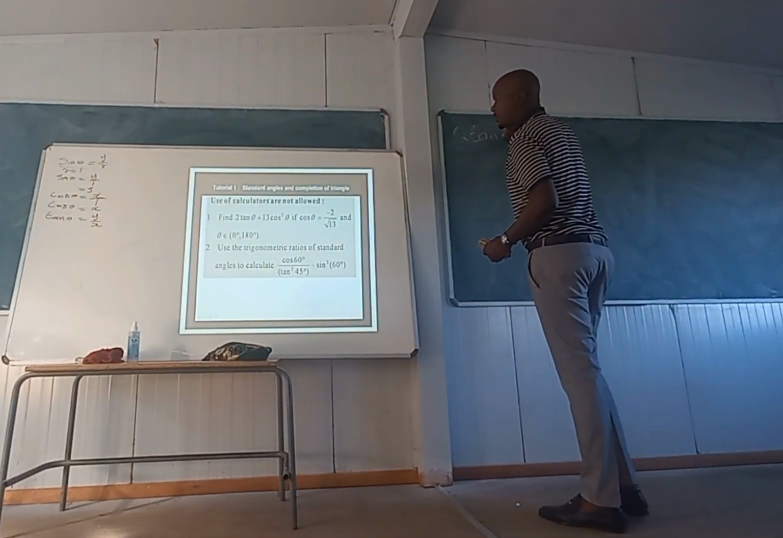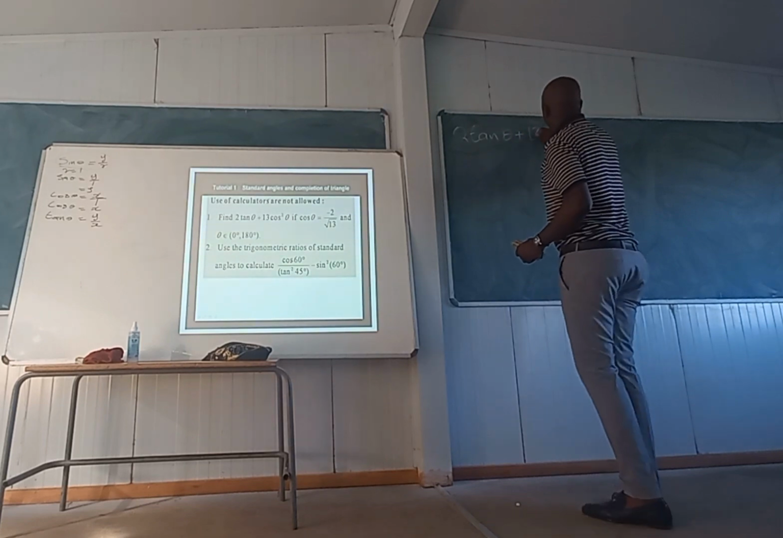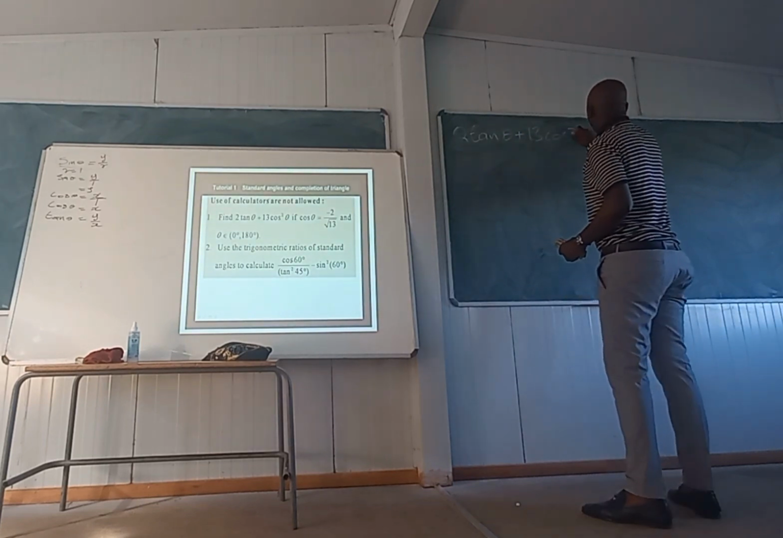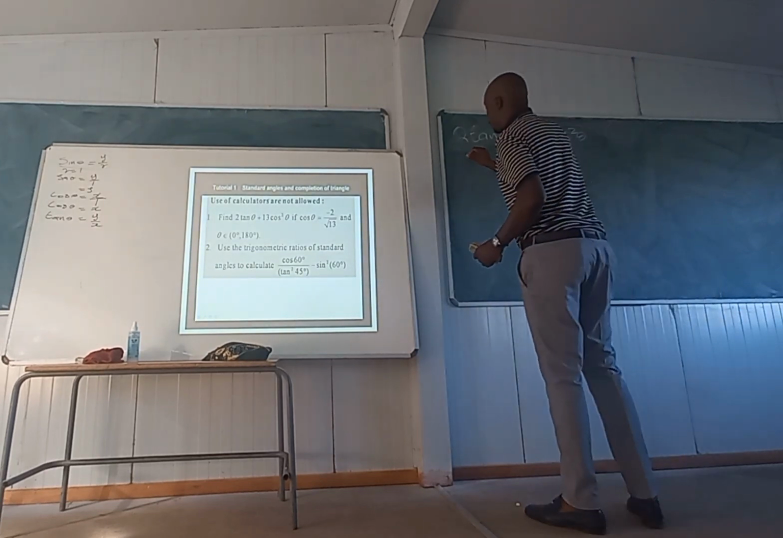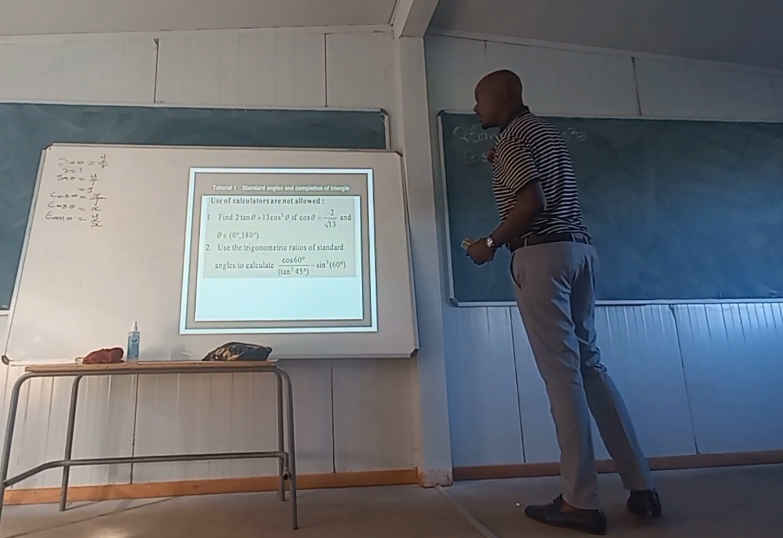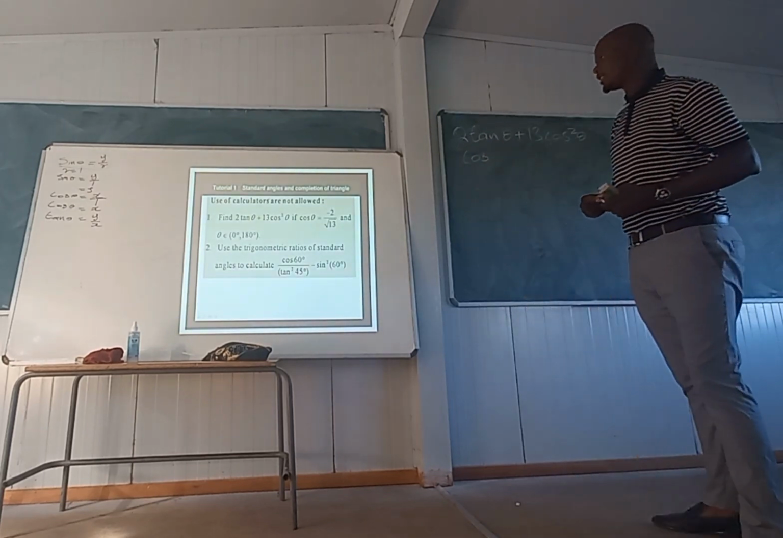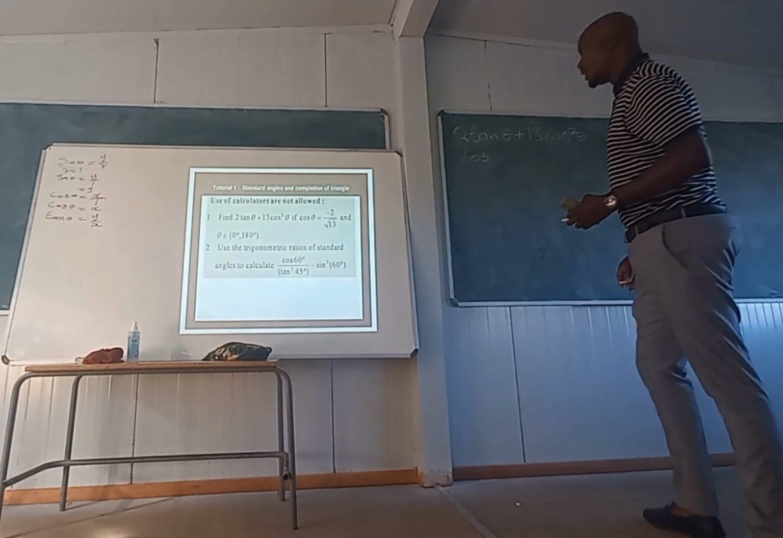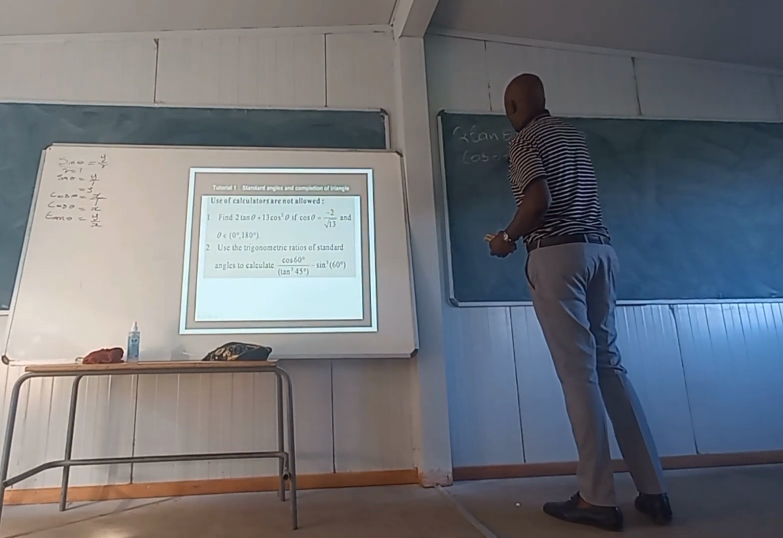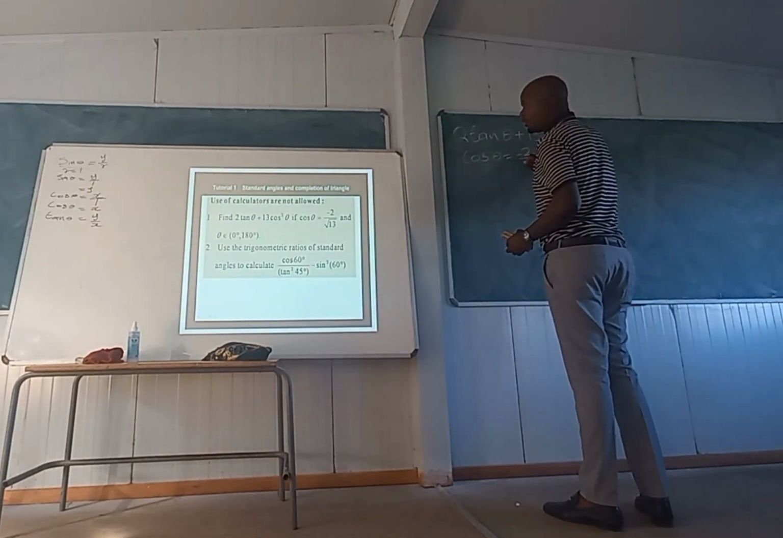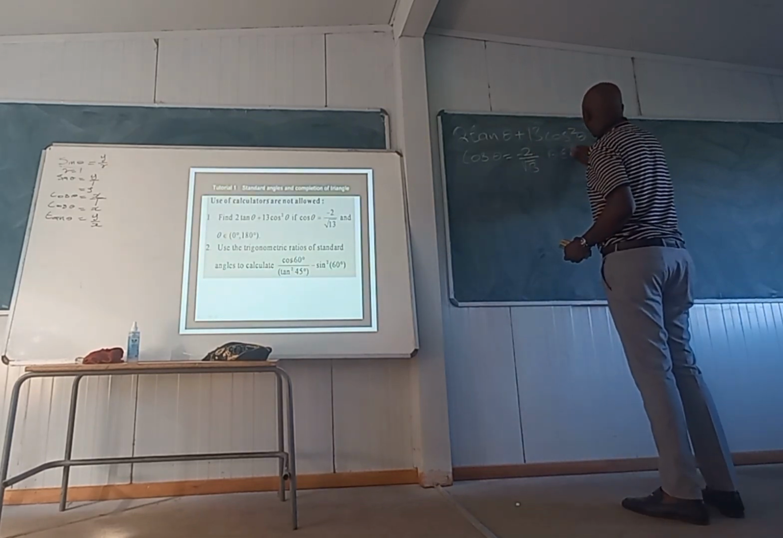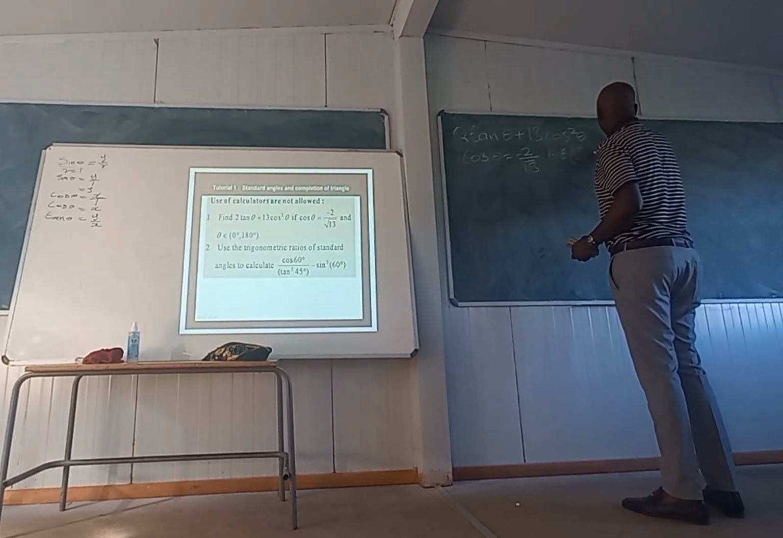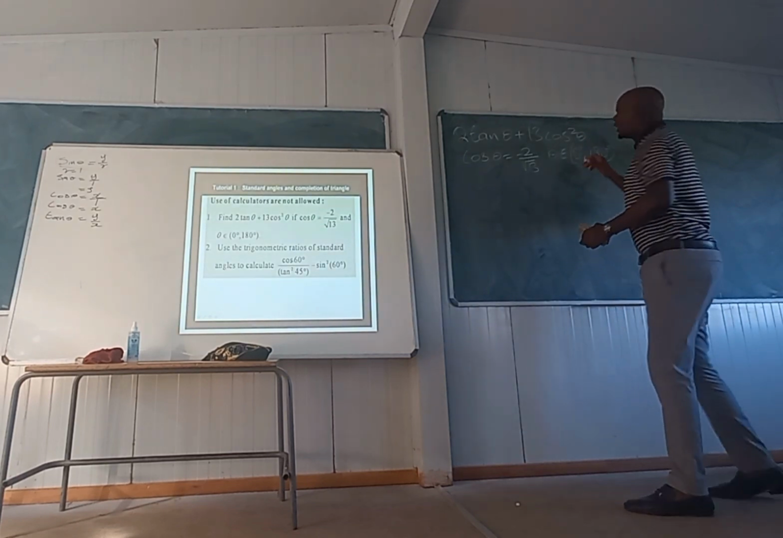We must find 2 tan theta plus 13 cos squared theta if cos theta equals minus 2 over square root of 13, where theta is an element of 0 degrees to 180 degrees. Again, then we have to solve for cos.